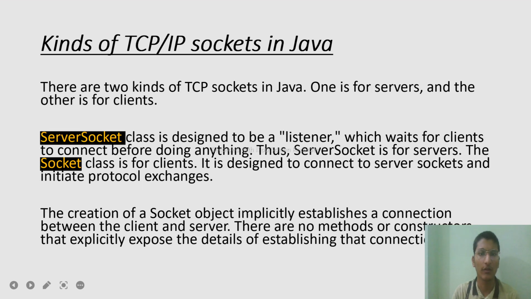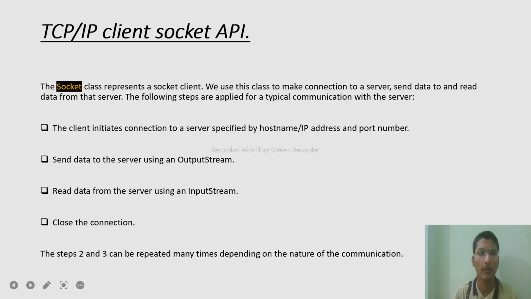There are two kinds of TCP/IP sockets in Java. One is for servers and another is for clients. The ServerSocket class is designed to be a listener, which waits for a client to connect before doing anything. Thus, ServerSocket is for servers. The Socket class is for clients. It is designed to connect to a ServerSocket and initiate protocol exchanges. The creation of a Socket object implicitly establishes a connection between the client and the server.